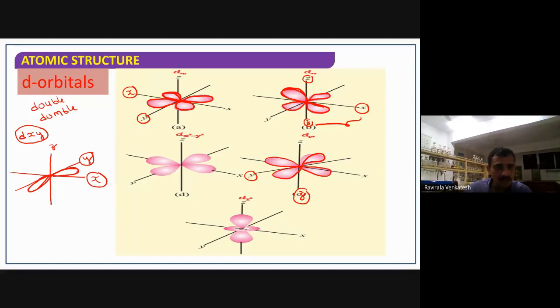Next, the second orbital. In XY, Z is not there, so slightly on the Z axis, not completely, you can draw one more orbital like this. In this way, this is called the DXY orbital. Understood here?